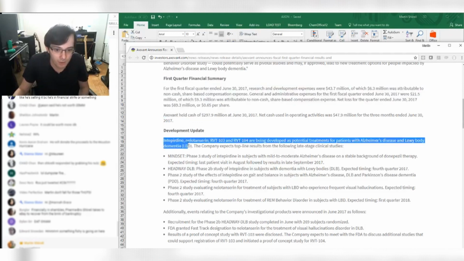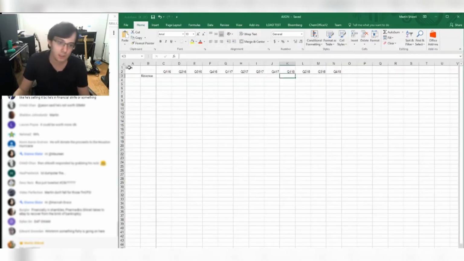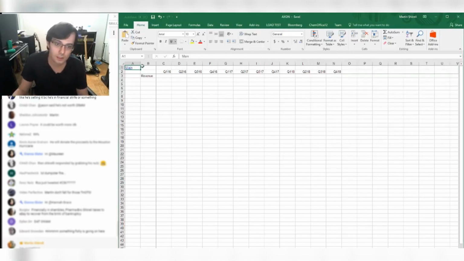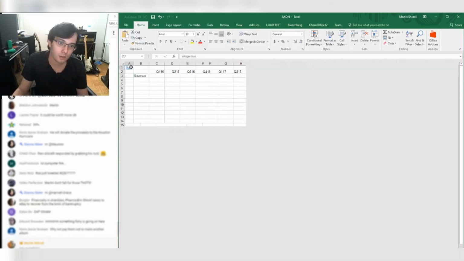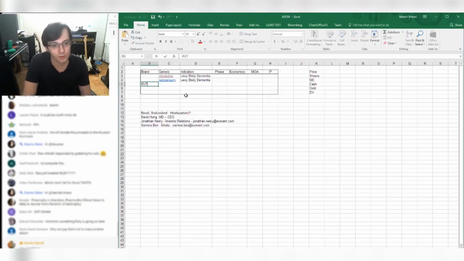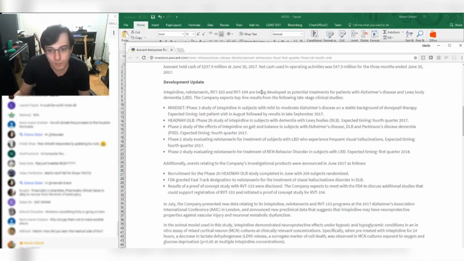Development update. Interberdine, nilotanserin, RVT-103, and RVT-104 are being developed as potential treatments for patients with Alzheimer's disease and Lewy body dementia. All right, so let's add that in. And I should mention that I have no preconceived notions as to whether or not this clinical trial will fail or succeed. So we're really going to both learn from scratch here.